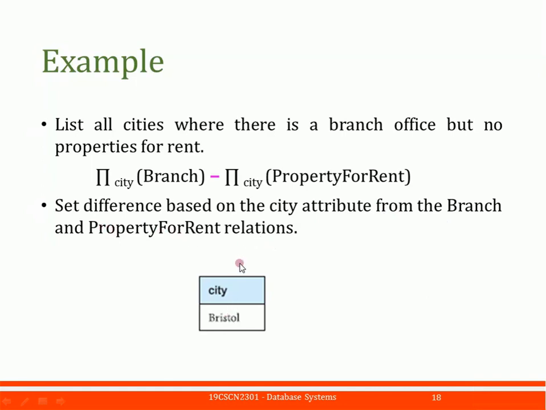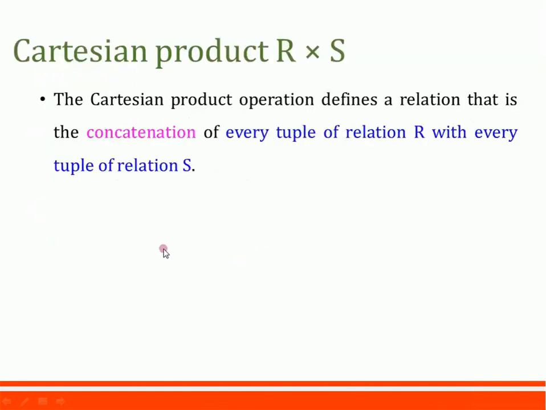The next is Cartesian product. The Cartesian product operation defines a relation that is the concatenation of every tuple of R with every tuple of S. One tuple from the relation R will be taken, and that will be combined with every tuple of S. The next tuple from R is combined with all tuples of S.